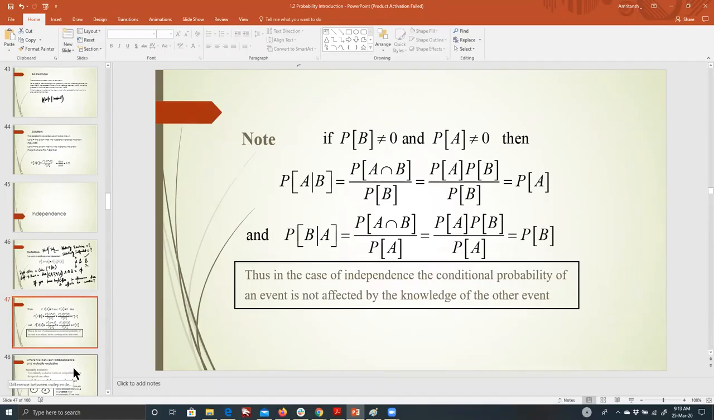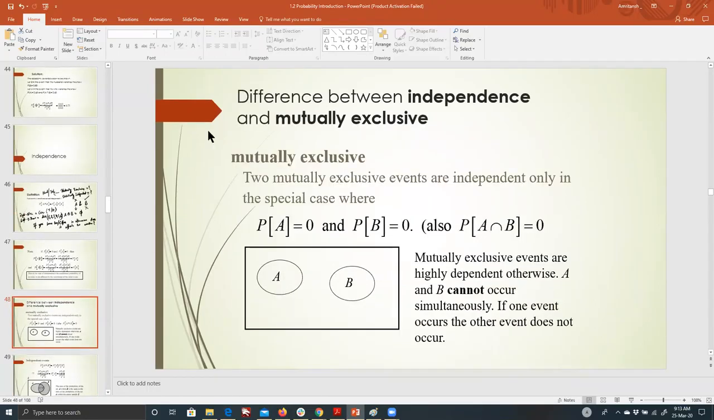Okay, first let me explain this difference very clearly. There's a difference between independence and mutually exclusive, and be very, very clear. Okay, they are not always the same. Remember, mutually exclusive events are highly dependent otherwise. Why? Why are we saying mutually exclusive events are highly dependent?